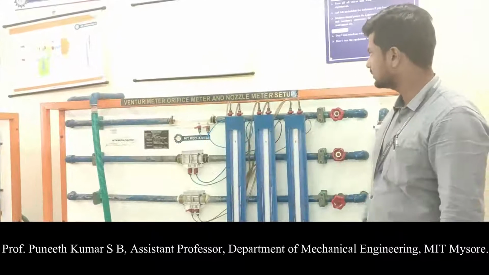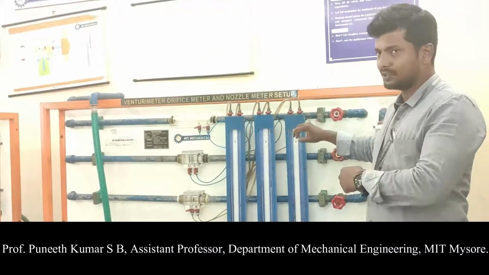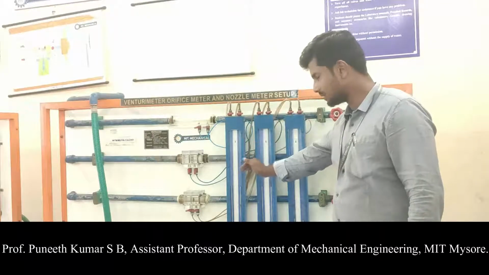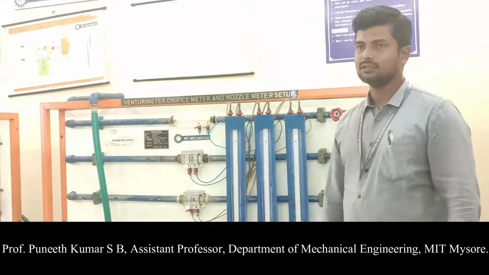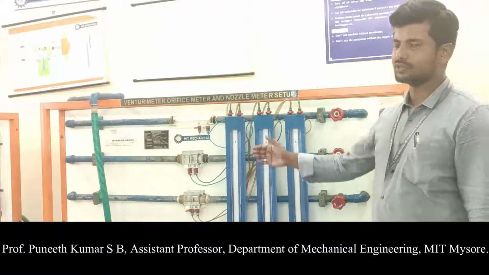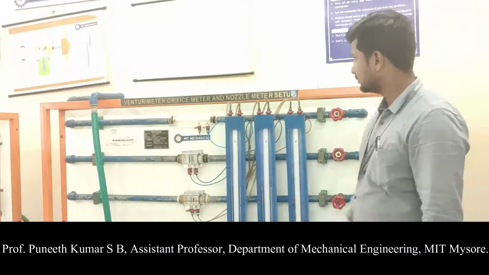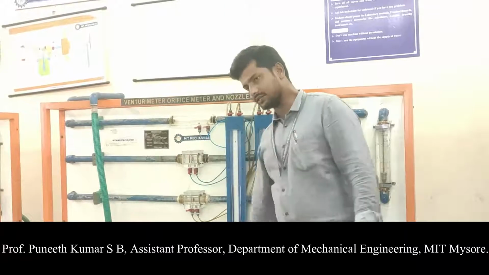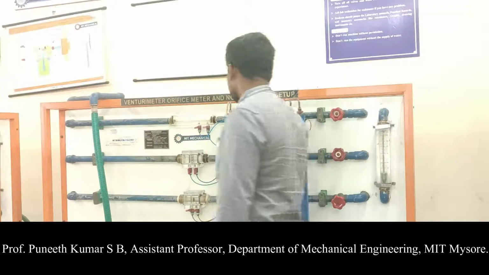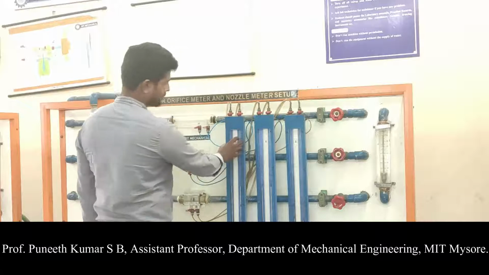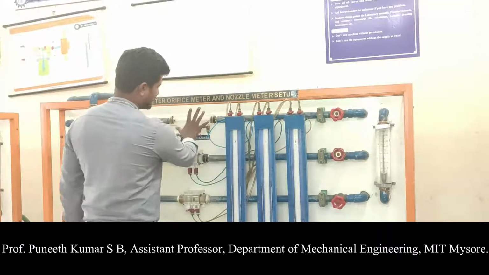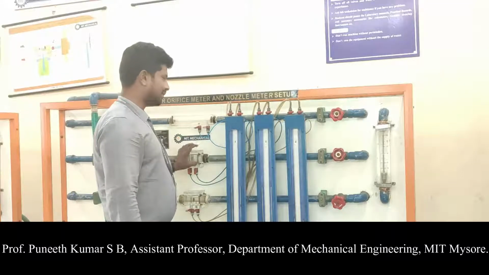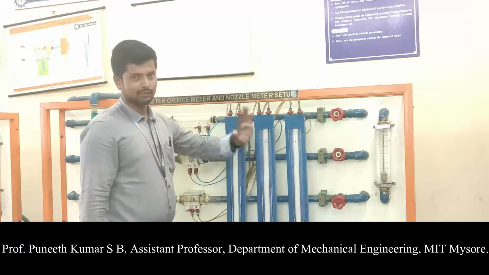Okay, now we are standing with the experimental setup, which consists of venturi, orifice and nozzle flow measuring devices. So the very first one is the venturi, the second one is the orifice. In the same order, this belongs to venturi. As there are three flow meters, every individual meter has its own U-tube manometer.